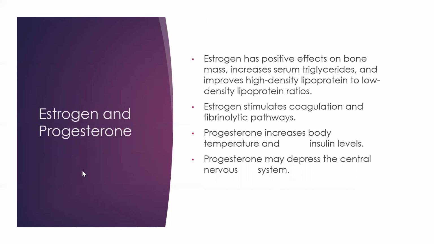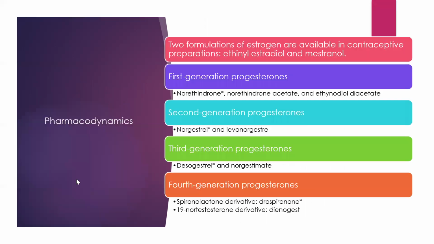So we said estrogen has that positive effect on bone mass. It also is going to help increase triglycerides. It improves our HDL and our LDL. It stimulates that coagulation pathway and increases body temperature and insulin levels. We also know it can depress the central nervous system. So we've got two formulations of estrogen that are going to be available for contraception. They're going to be ethinyl estradiol and mestranol.